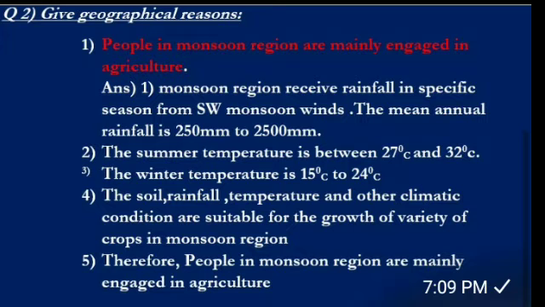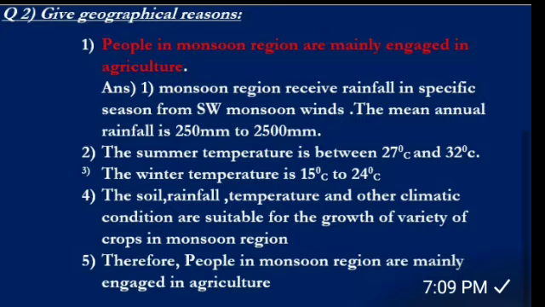Now then we have to write down the summer temperature. In summer, what was the temperature of this region? So in summer, the temperature of this region is 27 degrees Celsius to 32 degrees Celsius. And then in winter, the temperature is 15 degrees Celsius to 24 degrees Celsius.